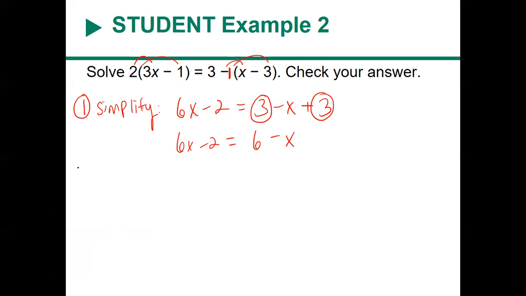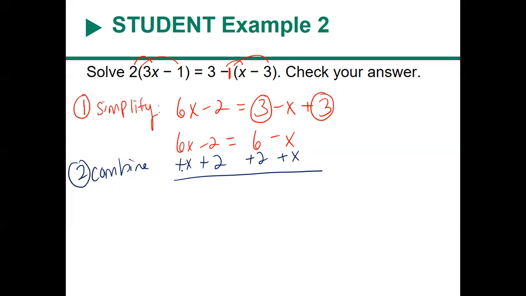Okay, after that, now we're going to combine like terms. So we're going to combine, which means we're going to be moving across the equal sign. And again, do you have to move the same way I do? No, you do not. So I'm going to add 2 to both sides, and I'm going to add x to both sides. 6x and 1x makes 7x. That equals 0. 6 and 2 make 8. This equals 0.